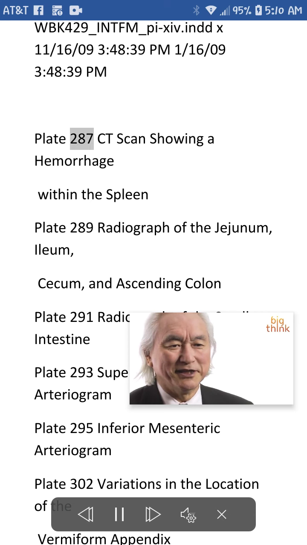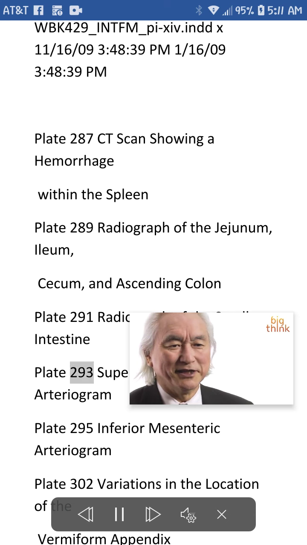Plate 287, CT scan showing a hemorrhage within the spleen. Plate 289, radiograph of the jejunum, ileum, cecum, and ascending colon. Plate 291, radiograph of the small intestine.